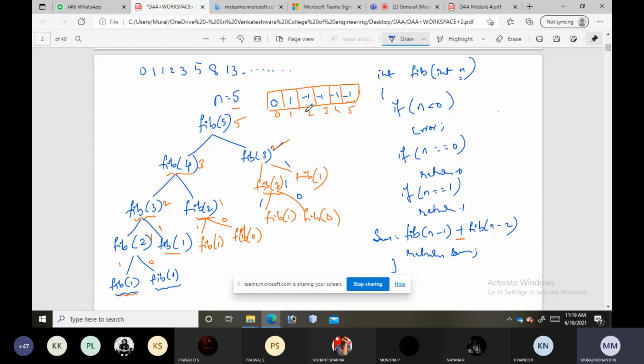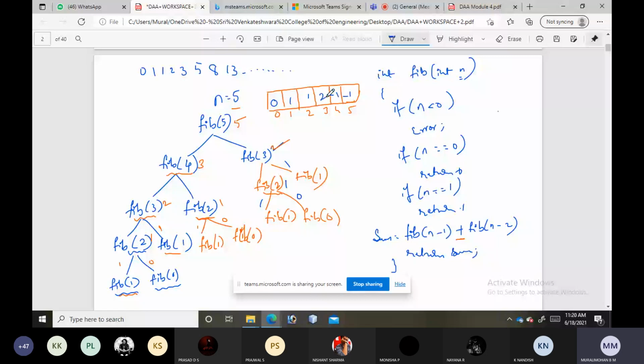Next, once we solve 0 and 1, we go with fib of 2. When we solve this, we automatically get 1, so we store that here. Next time when fib of 2 is required, you just see here, it is fib of 2. Whenever it is required, we can directly access the value from here. Fib of 3 is 2, right?